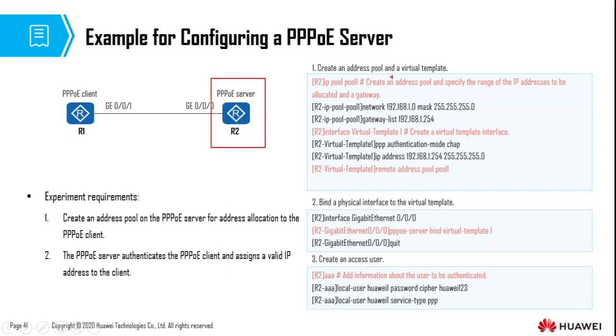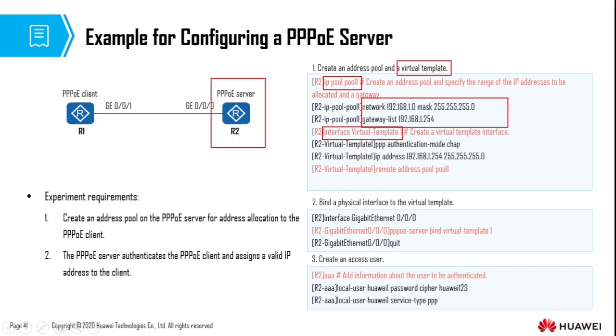So first we create an address pool and a virtual template. We create a pool just the same way we've been doing it, ip pool, then we give it a name, for example, pool1. Then we specify the network and the gateway list, the network address and the gateway list. After that, we can create what we call a virtual template using the command interface Virtual-Template, and then the number, for example, 1.